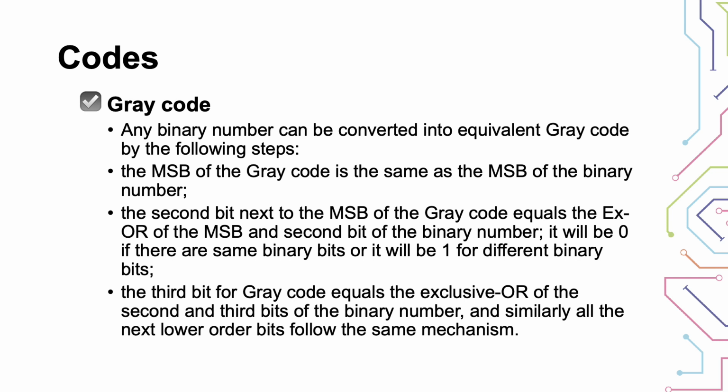So for example, no, let's go in depth with gray code. So any binary number can be converted into equivalent gray code by the following step. The MSB of the gray code is the same as the MSB of the binary number. The second bit next to MSB in the gray code equals the XOR of MSB and second bit of the binary number. It will be 0 if there are same binary bits, or it will be 1 for different binary bits.